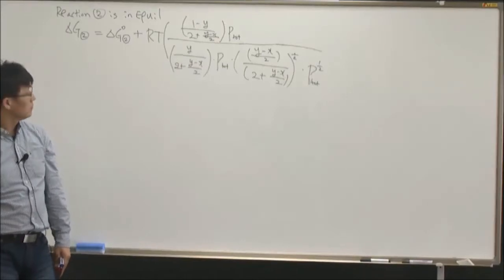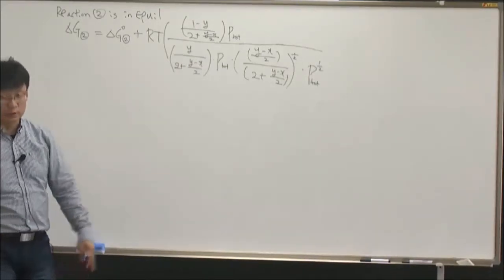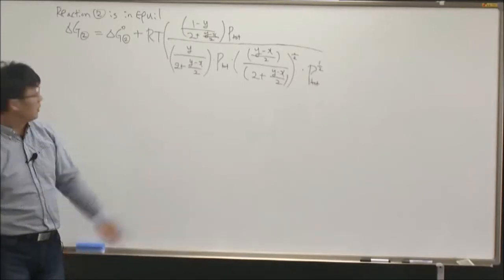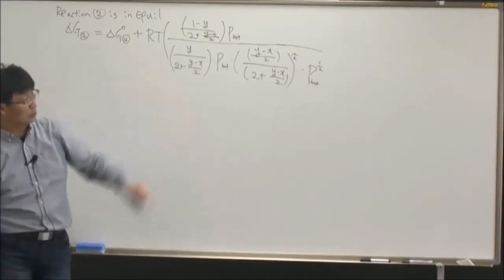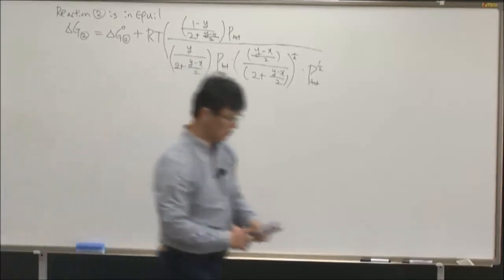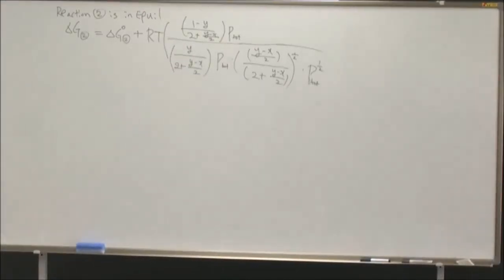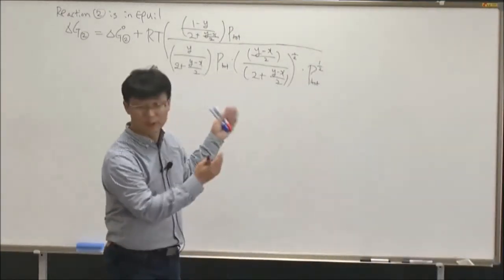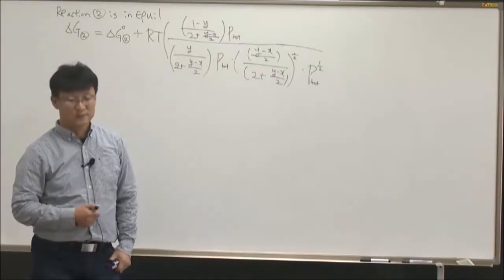Okay, and then you have to solve the whole equation. So you have two independent equations, two variables. And delta G naught 1 and delta G naught 2 are given in the question. So you have two independent equations with two independent variables, but the variables look very complex here. Is that okay?